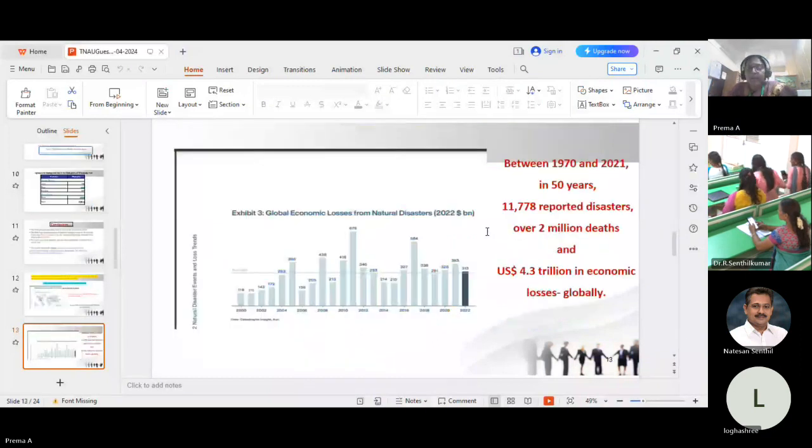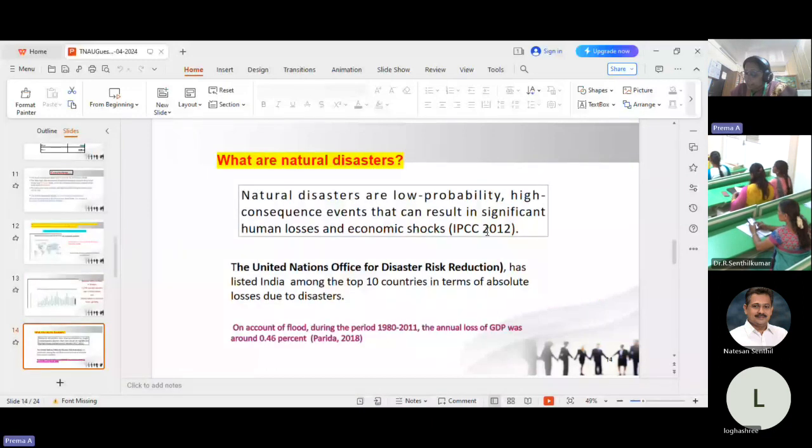It is observed that between 1920 and 2021, in about 50 years, there were approximately 12,000 reported disasters, 2 million deaths, and 4.3 trillion economic loss globally. So this warrants the need for loss and damage assessment. Before going to that, we need to have an understanding of what natural disasters are.